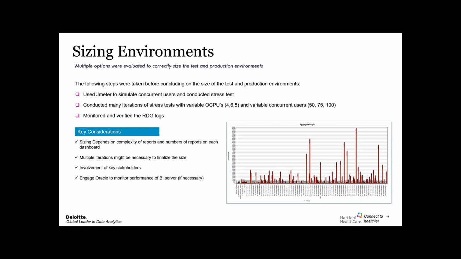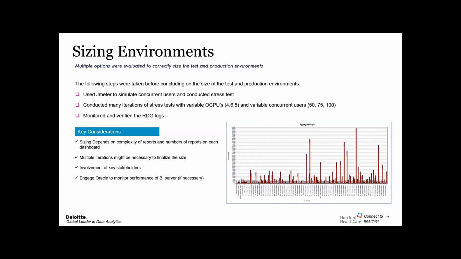We analyzed the performance of our environments using graphs like the ones shown here. Each vertical bar is one dashboard. It might not be clear here because we have a number of repetitions and a number of dashboards, but in general, each vertical bar is a dashboard, and to the left is the time it took to execute the dashboard. By comparing these graphs after each iteration, we found our sweet spot for the number of OCPUs to turn on in our production environment.